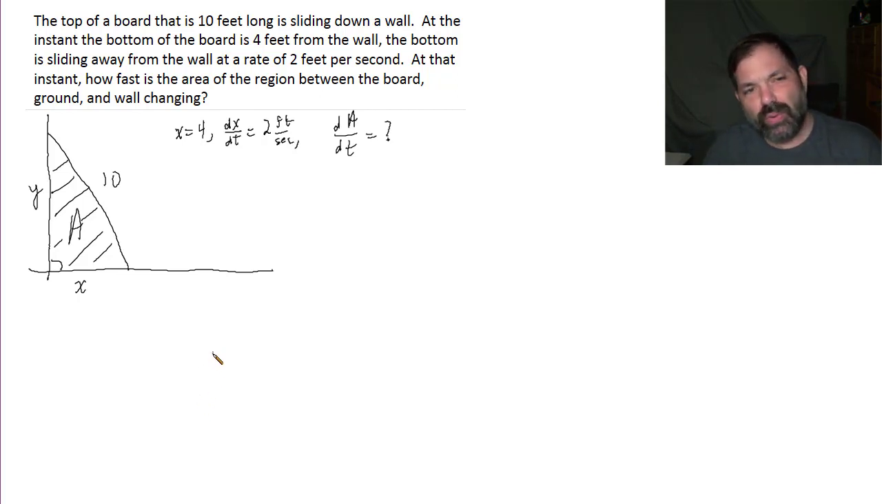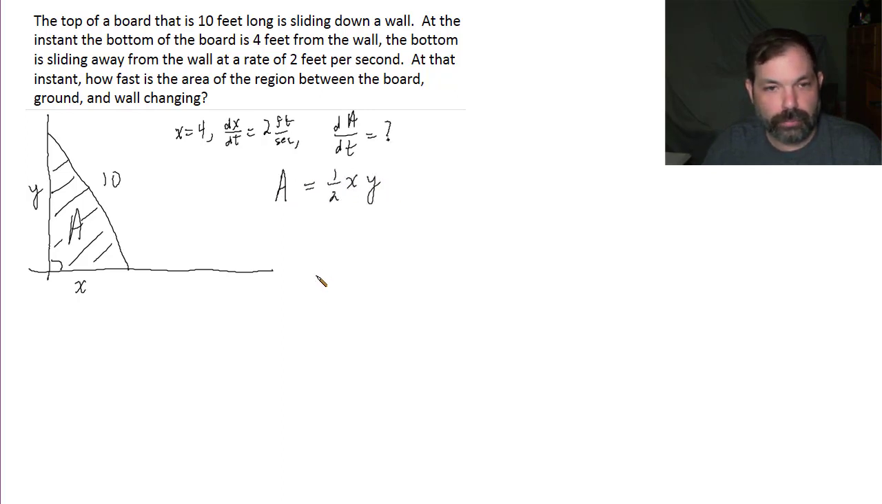All right, so we've got to figure out an expression for the area in terms of those variables x and y. Well, area of a triangle, that's not too difficult. We learned how to do that in, I don't know, like 3rd grade or something. It's half times the length times the width. So I know that the area of that region is 1/2 times x times y. Let's calculate the derivative with respect to t.